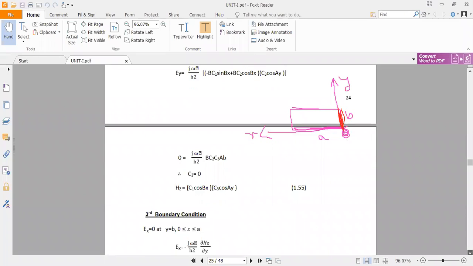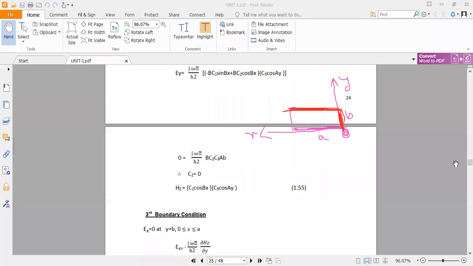Next, third boundary condition. What might be the third boundary condition? Y is equal to b, and x is varying from 0 to a. That means which face am I taking? This face. What is this one? Ex is equal to 0. Thirdly, we are taking that face.